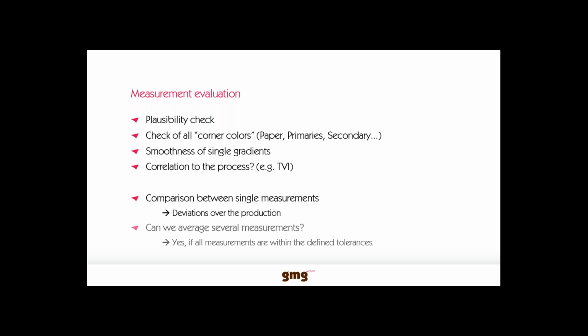What about the averaging of several measurements? Can we average? Yes, but you should take a look if the measurement represents the average. If there are strong deviations due to problems during the print run, you cannot use these measurements. But if all measurements are within the defined tolerances, an average helps to minimize smaller variations.